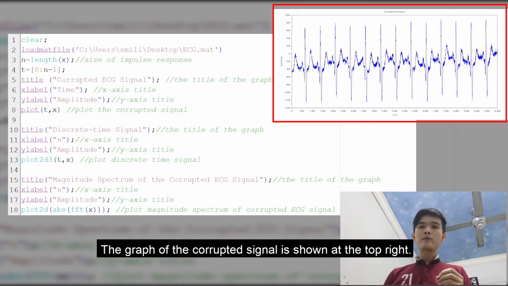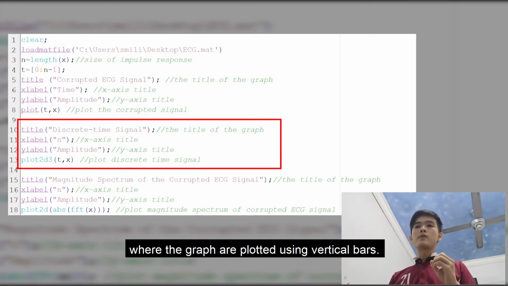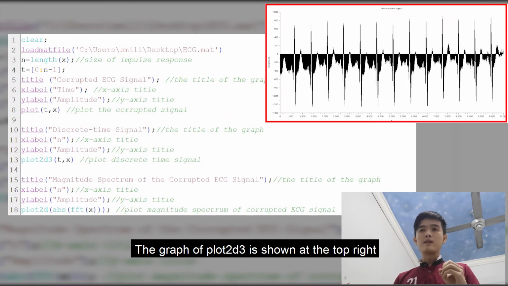The graph of the corrupted signal is shown at the top right. Next, we use plot2d3 to convert the ECG signal to sample signal format, where the graphs are plotted using vertical bars. The graph of the plot2d3 is shown at the top right.